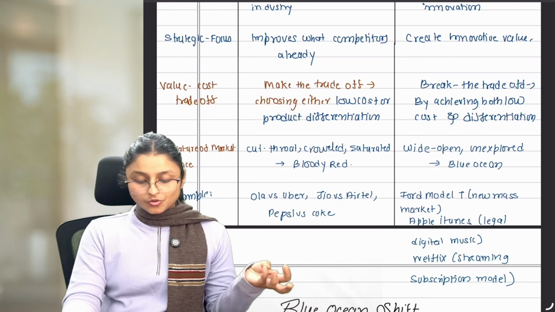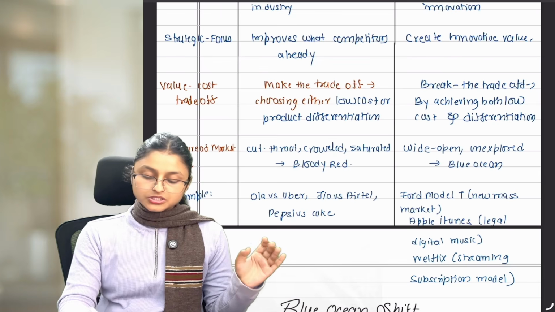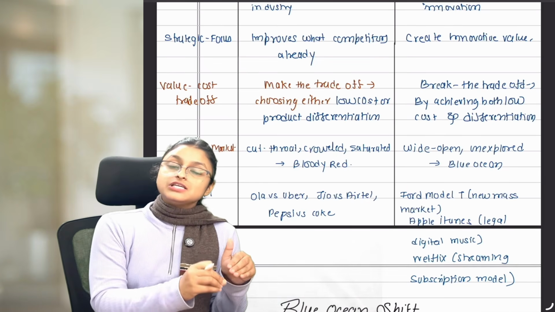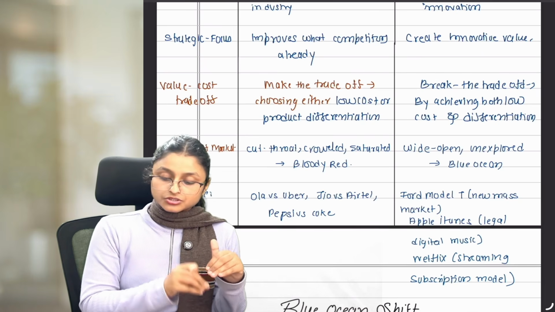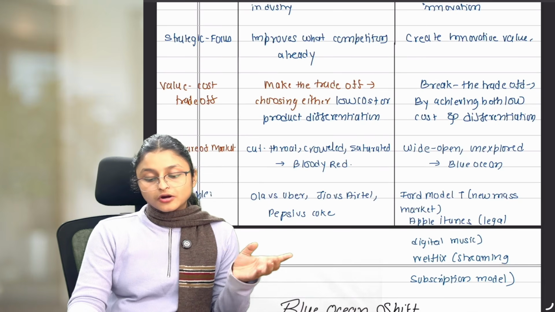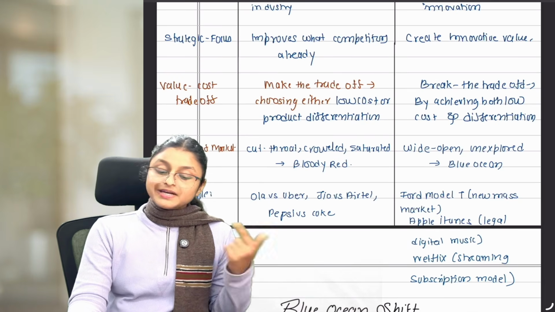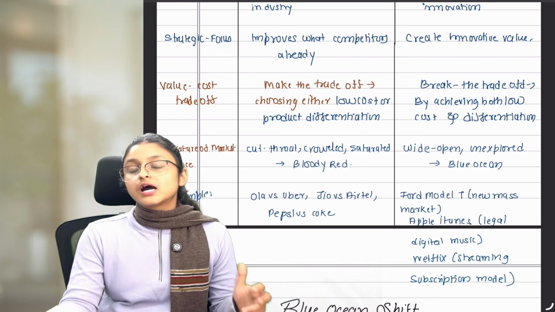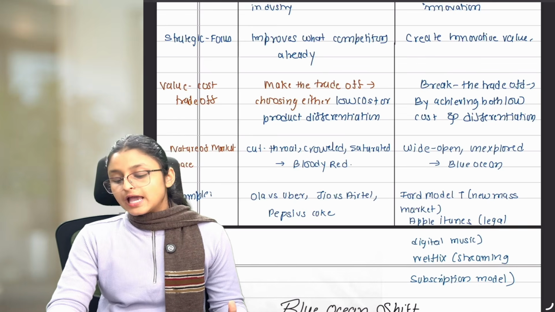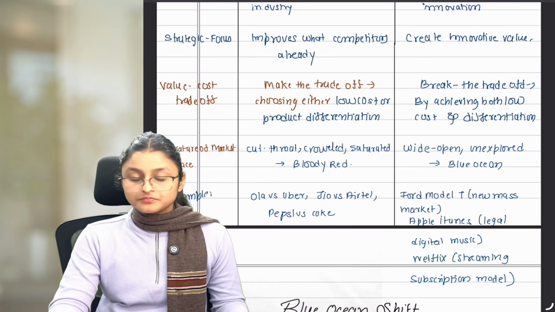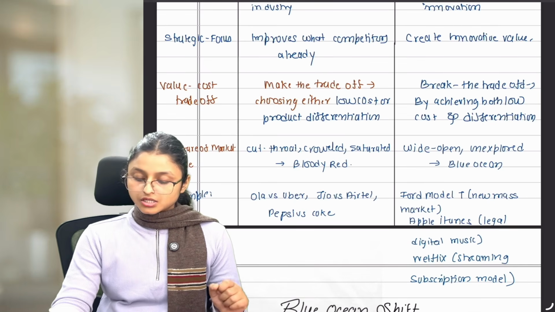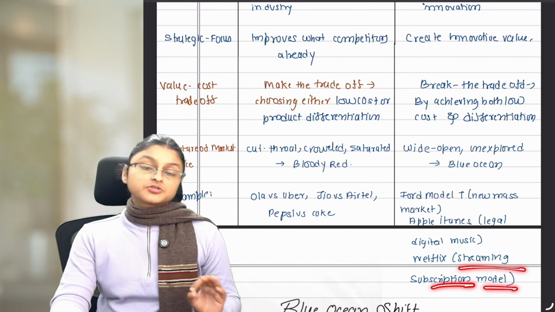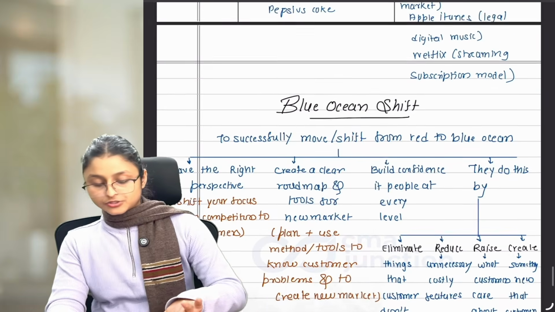Examples we have seen are Ola, Uber, Jio, Airtel, PepsiCo. All of them are fighting in the same market, competing with each other. That is why they are working in a red ocean market. But if I talk about Ford Model T, when it started, it was a new mass market product which other car companies were not making at that time. Apple iTunes was the first one to make music legal and digital, and Netflix was the first one to make the streaming subscription model possible. Done. Next, blue ocean shift.